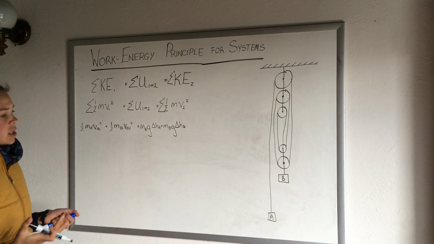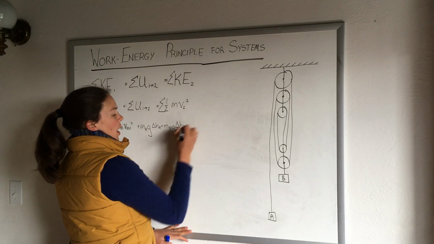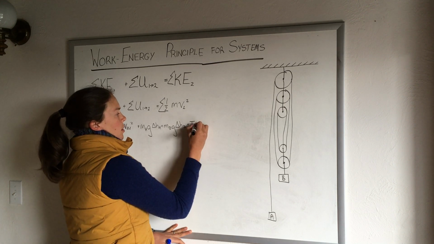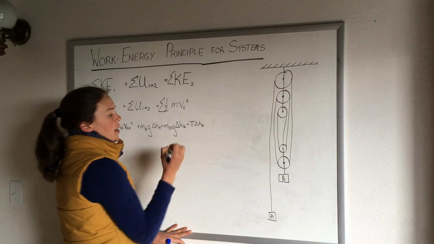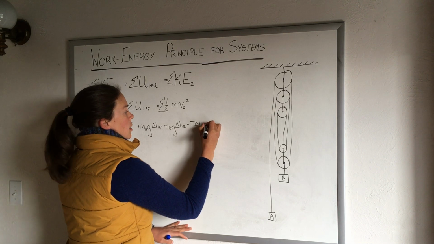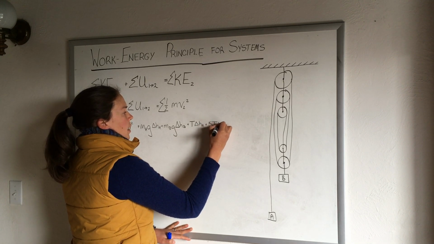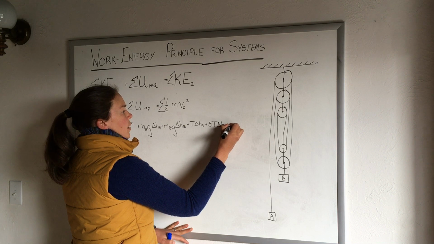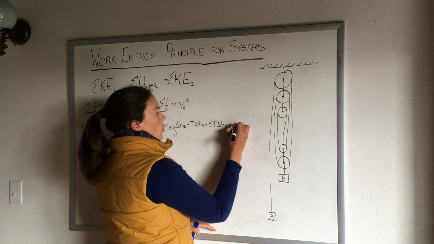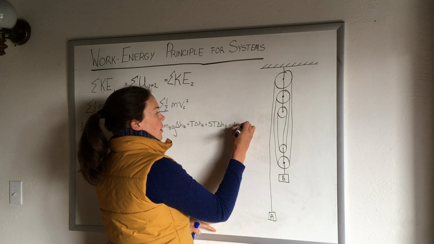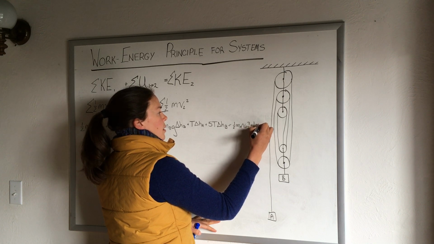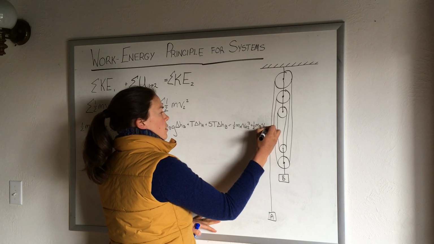And then there's also work done by tension. So in this case, on block A we'll have 1 tension times the change in position of A, and on block B we have 1, 2, 3, 4, 5 tensions times the change in height of B, and all of that will equal the sum of the final kinetic energies. So 1/2 MA VA2 squared plus 1/2 MB VB2 squared.